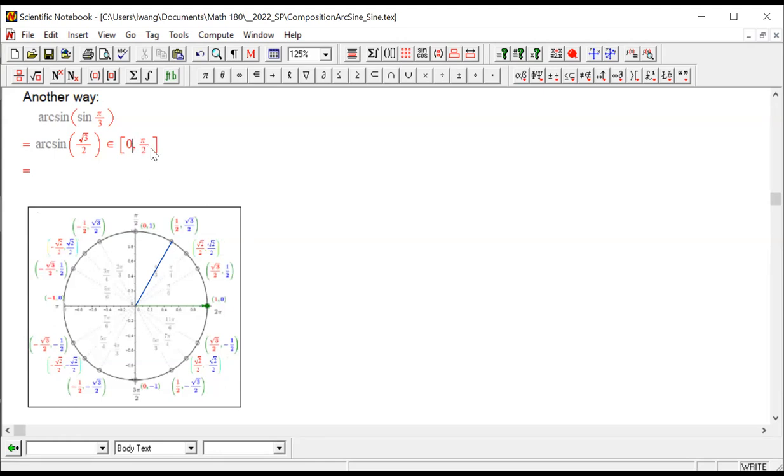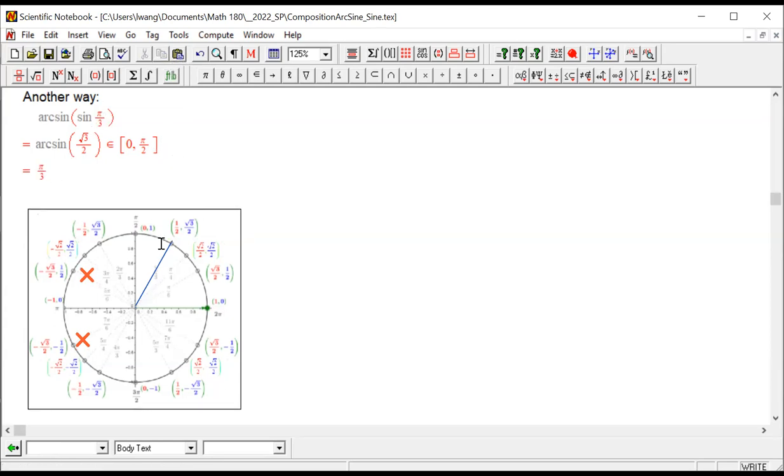It should actually be an open interval, but open or closed bracket doesn't matter. That's going to be the angle. We know quadrant 2 and quadrant 3 are out, and therefore you also get the same answer, which is pi over 3. Does that make sense? So you can reason these steps to get the right answer as well.